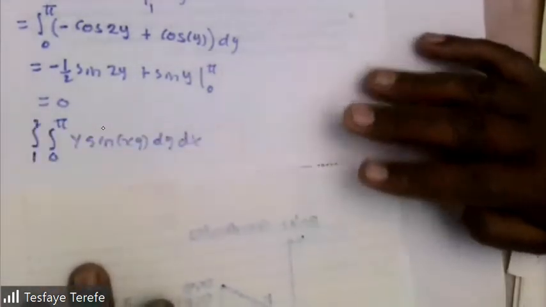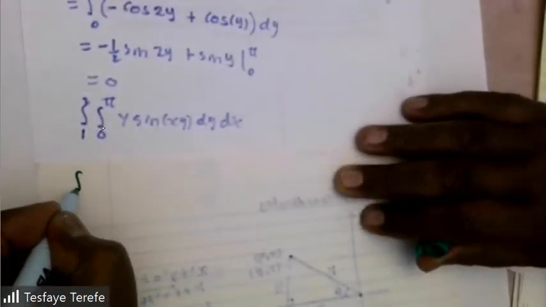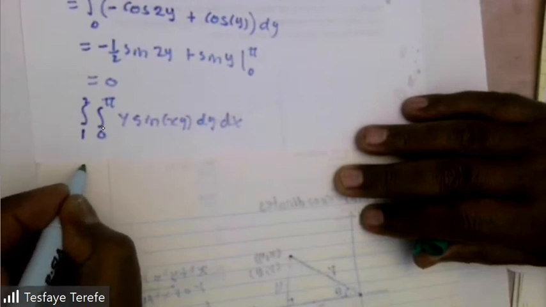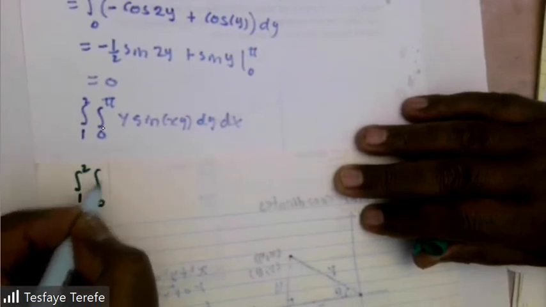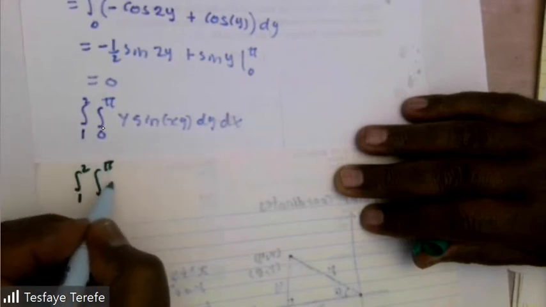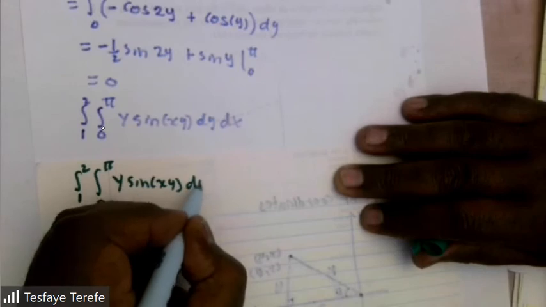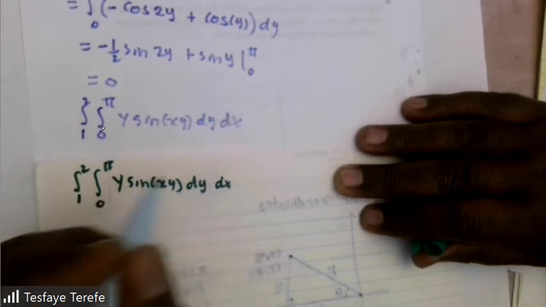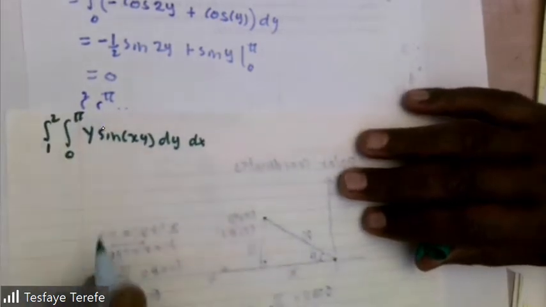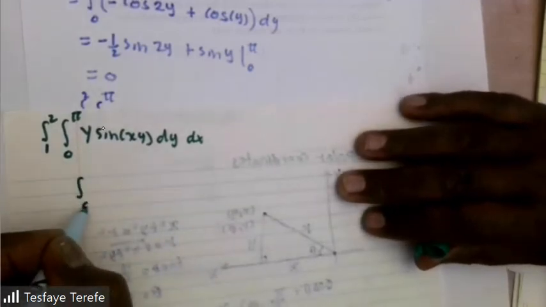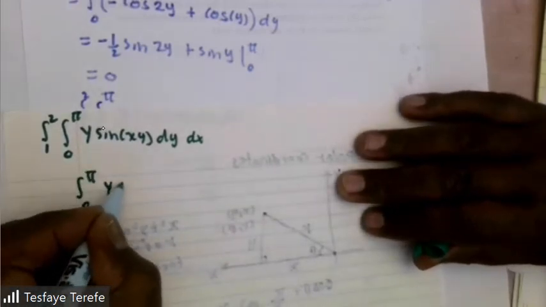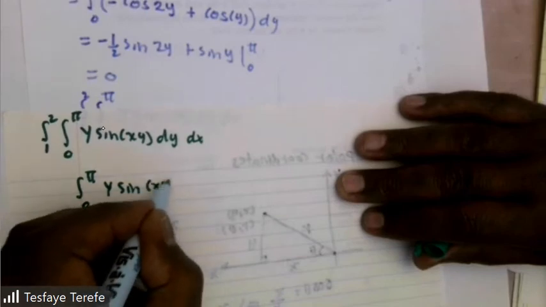Okay, guys, what shall I do to integrate this one? Is it manageable to integrate or not at all? Remember, in the previous case, we used u substitution. What about this one now? y sine of xy, and we are going to integrate with respect to y, and then dx. So forget the outer, let us just deal with this: the integral from 0 to pi of y sine of xy dy.